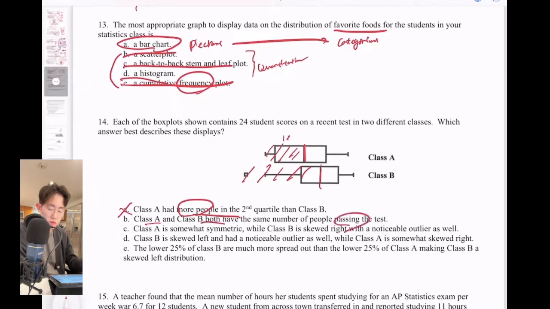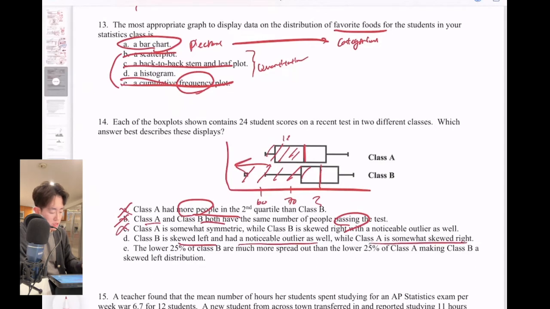Well, what determines passing? Above 60? I don't know where 60 is either. Is that a 60? Is that a 70? I have no information for B. Class A is somewhat asymmetric, while Class B is skewed to the right. Nope, I would say it's more skewed to the left. Okay, so there we go, skewed to the left, and it has a noticeable outlier as well, while Class A is somewhat skewed. Okay, well, I would say A is closer to being symmetrical.